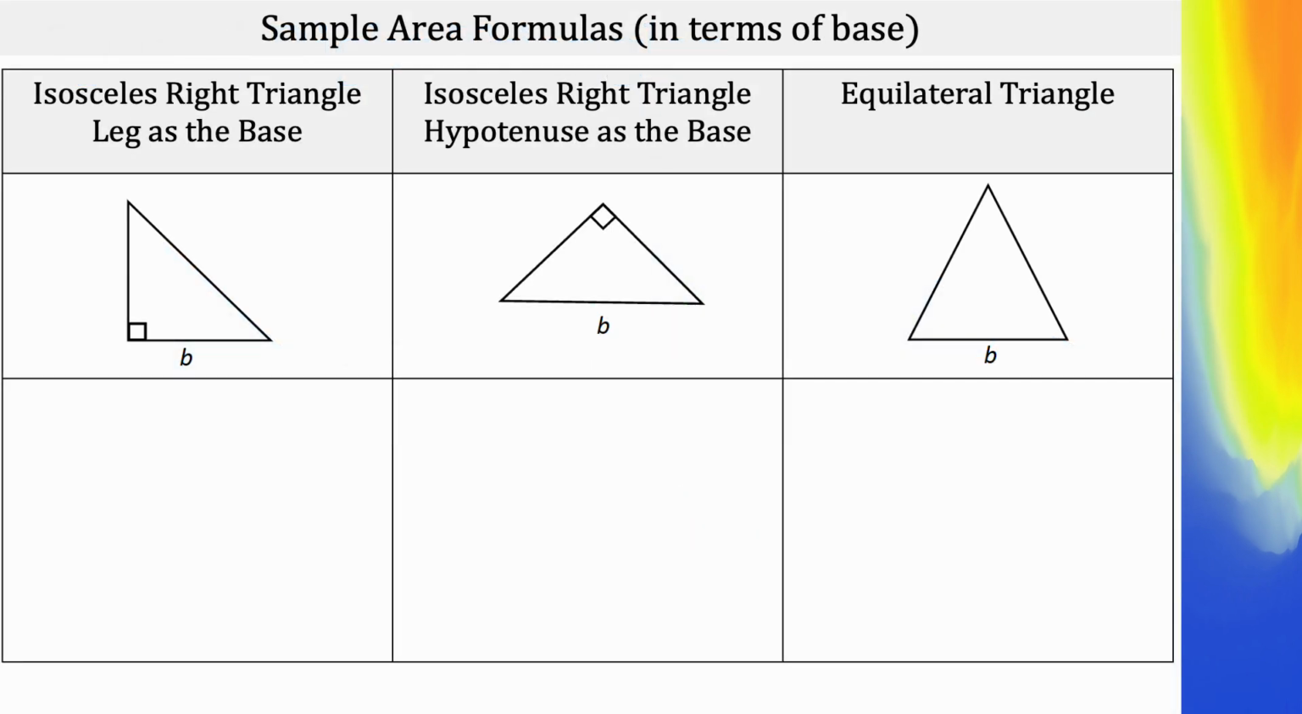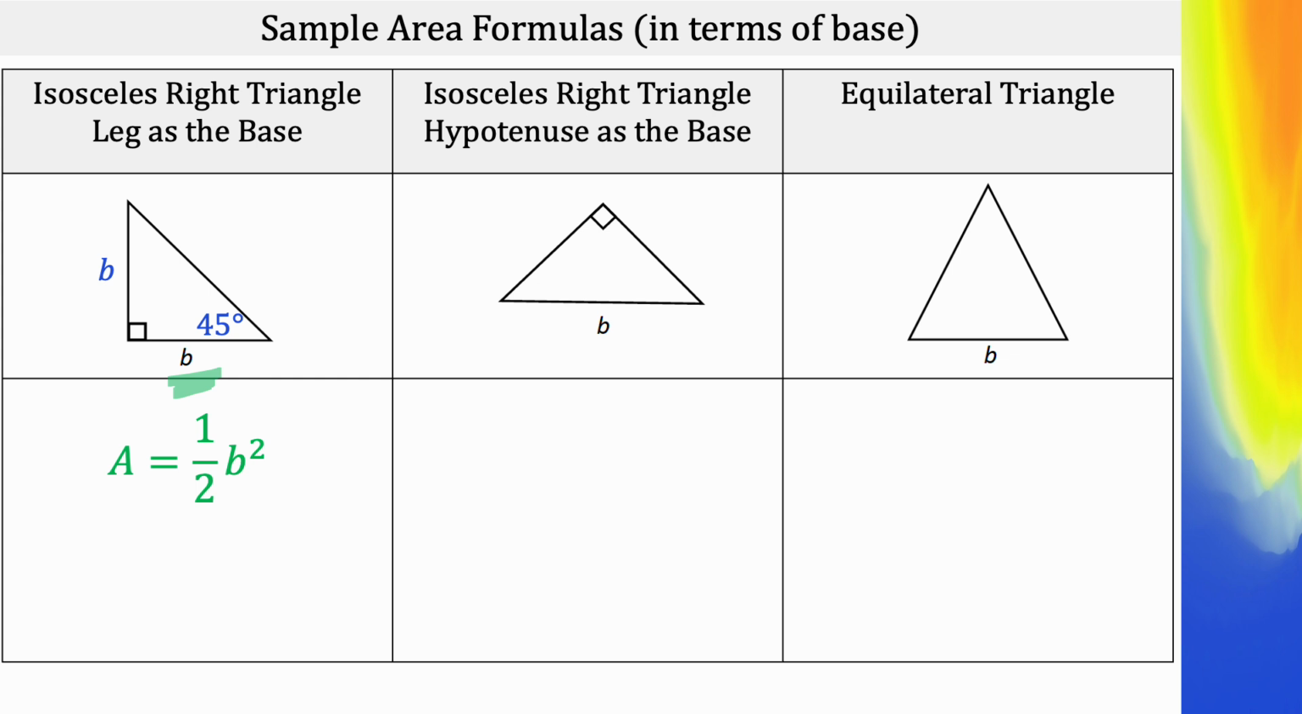So let's try some sample area formulas with some triangles. First one, an isosceles right triangle with a leg as the base. An isosceles right triangle is a 45-45-90 triangle. And so if this leg right here has a length of b, then the other leg, which is the height, also has a length of b. So the area is 1/2 base times height, or 1/2 b squared.